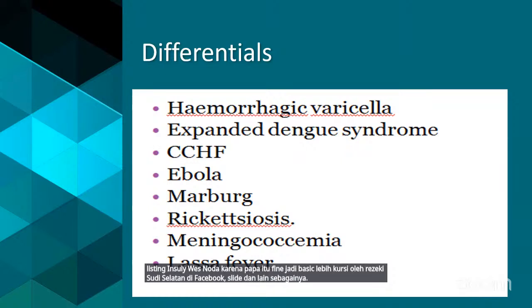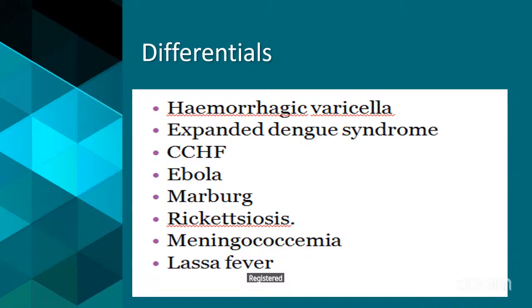Hemorrhagic varicella, expanded dengue syndrome, Crimean-Congo hemorrhagic fever, because he is coming back from the Middle East, an area where CCHF is quite common. Then Ebola, Marburg, etc. Hemorrhagic fever with encephalitis, even though it has not been reported in the Middle East, we also need to keep in mind. Rickettsiosis is always possible. Meningococcemia, since the patient is having a petechial rash, or Lassa fever, all those things.